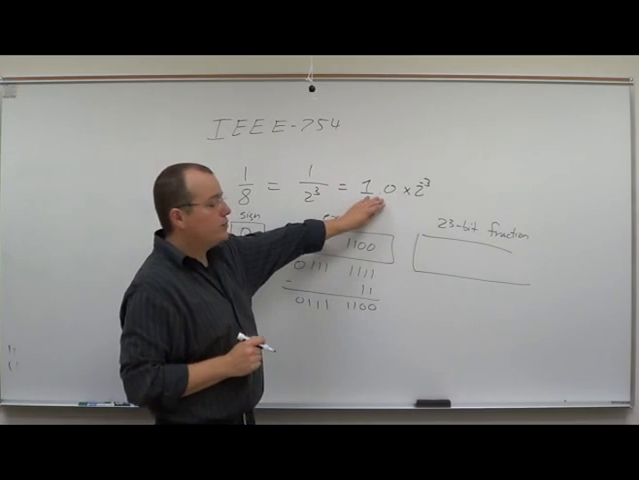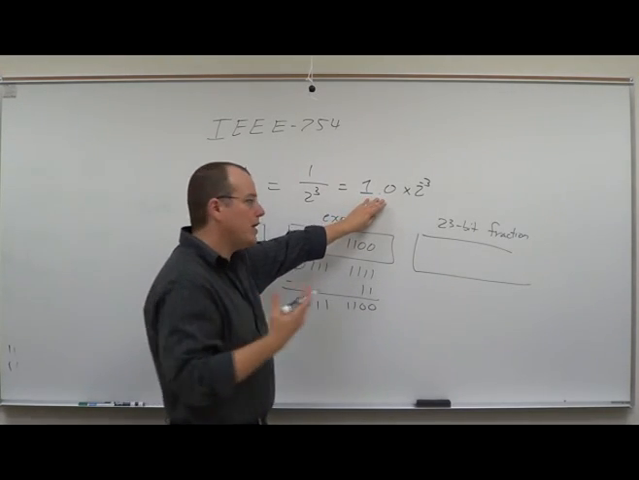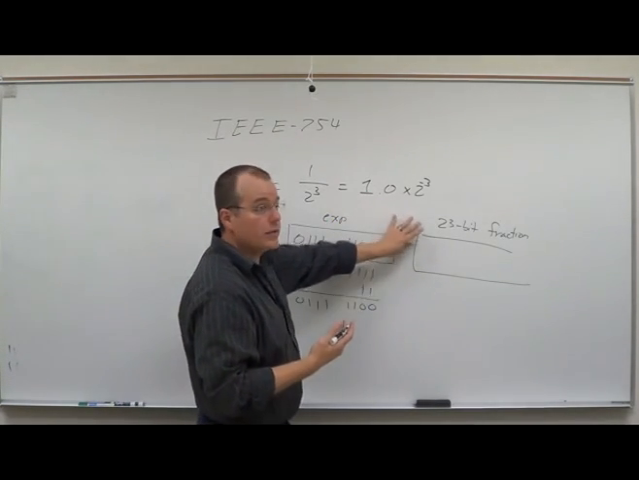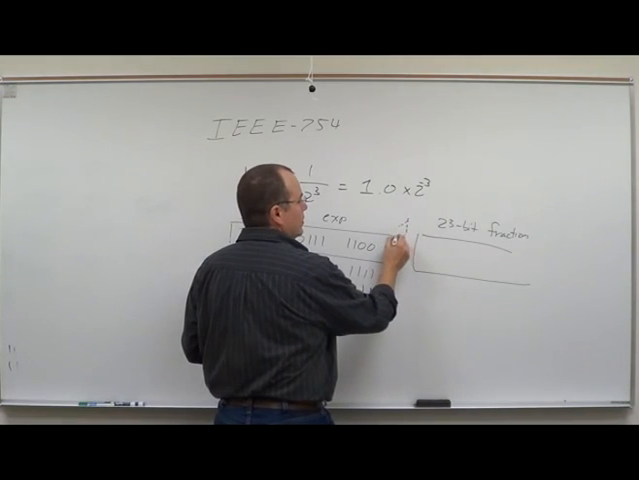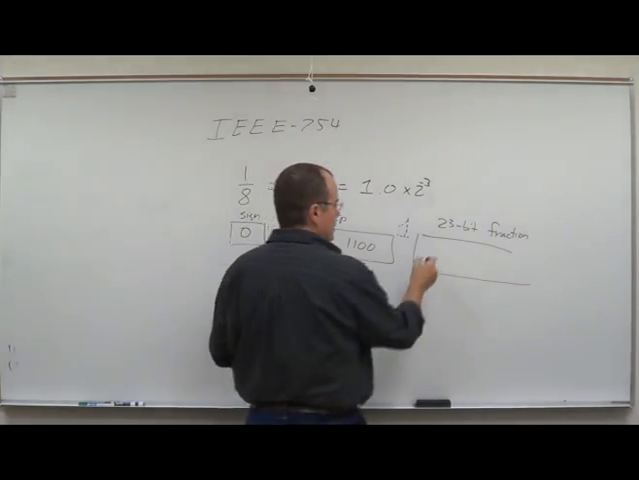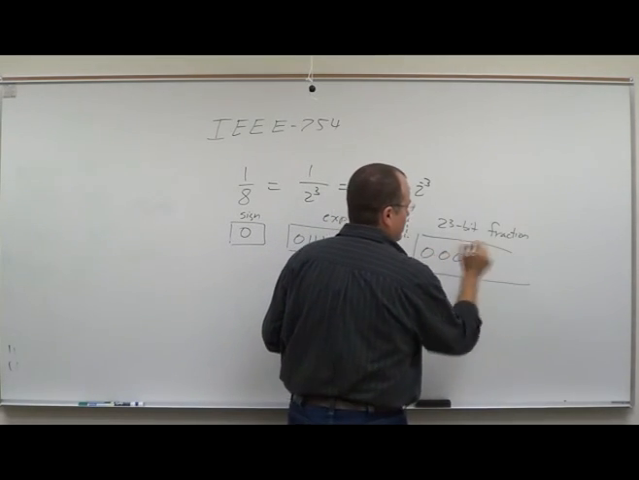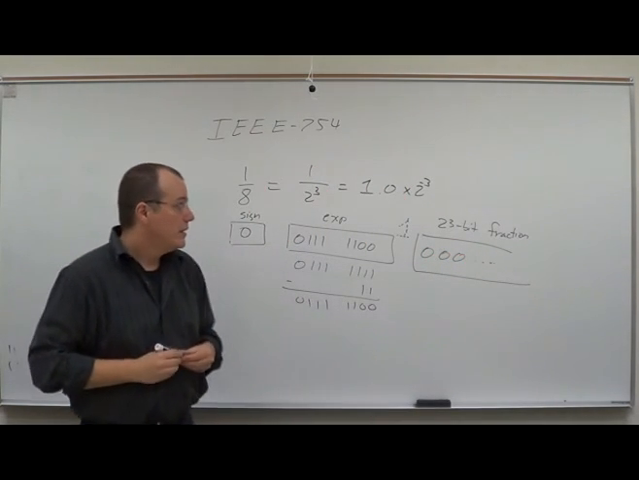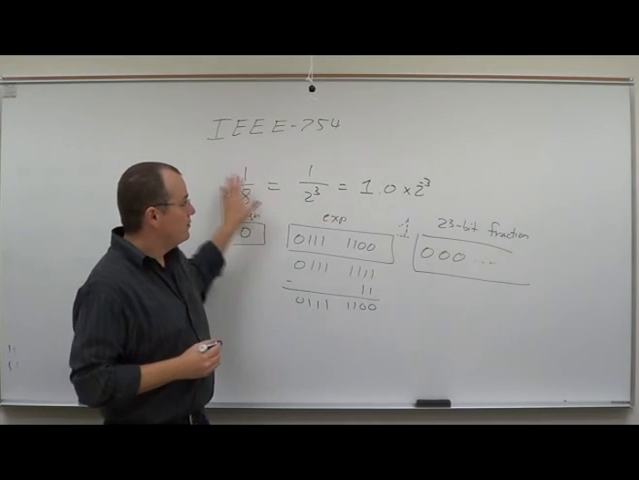And then I have to encode this 1. And remember, there's an implied 1 that sort of hides right in here. It's actually not part of the encoded information. We just assume that that 1 is there. And then 23 zeros. So this is actually the encoding of 1/8.